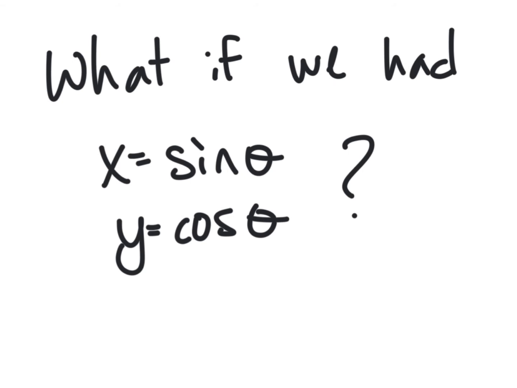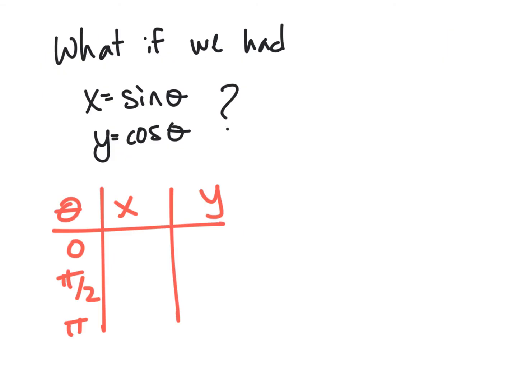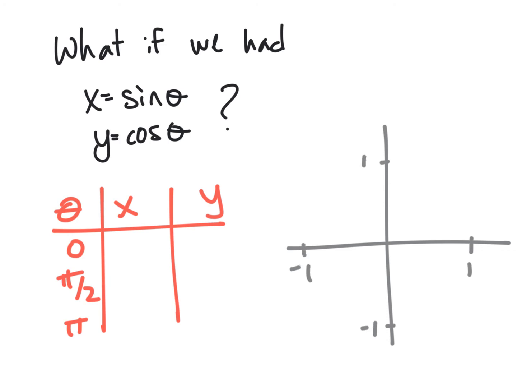See, the difference here is that this time x got the sine, and usually x is related to cosine. Now this you can see in just a few steps of filling out a table. So I've got some axes here. This is going to go between 1 and -1. So if x is the sine of theta, what's the sine of 0? It's 0. And the cosine of 0 is 1. So the very first point that I plot is (0, 1).